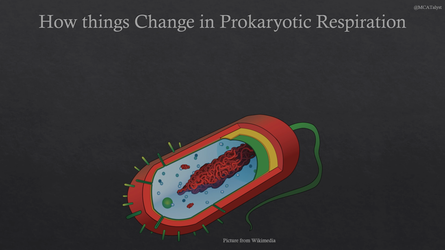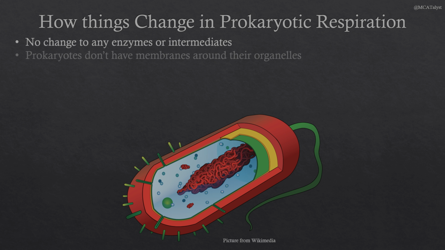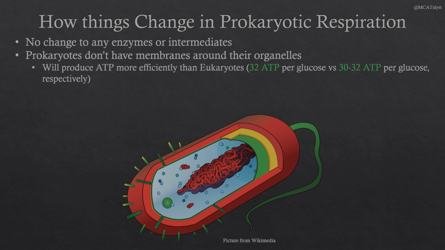We're going to talk really quickly about how things change in prokaryotes. The first thing that I want to mention is that there's not really any important changes to any enzymes or intermediates that you need to know. Largely, most of the processes are the exact same, just slightly different because they don't have any membranes around their organelles, so they don't have to worry about shipping things into different compartments, like eukaryotes have to. This is going to allow them to produce ATP slightly more efficiently than eukaryotes.